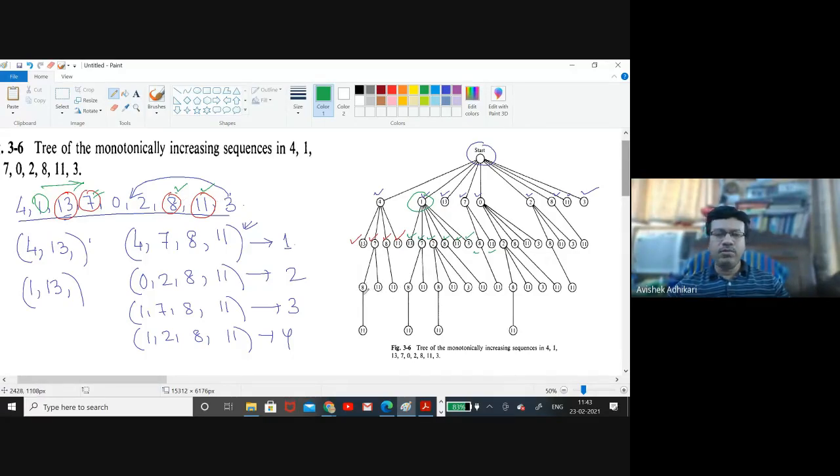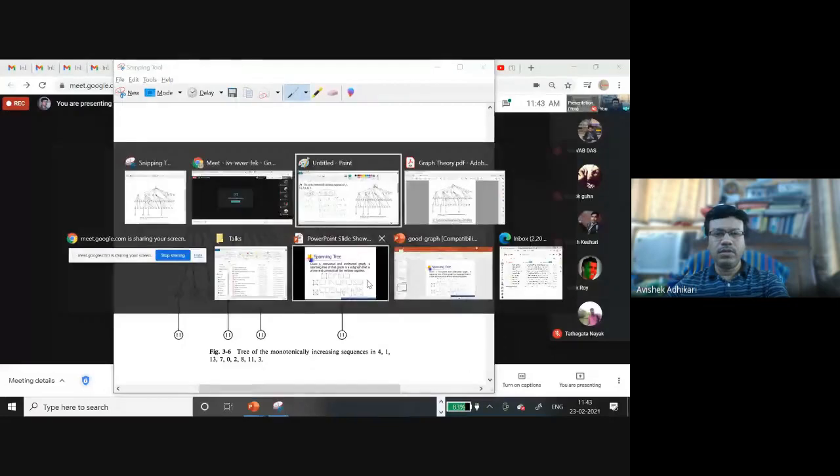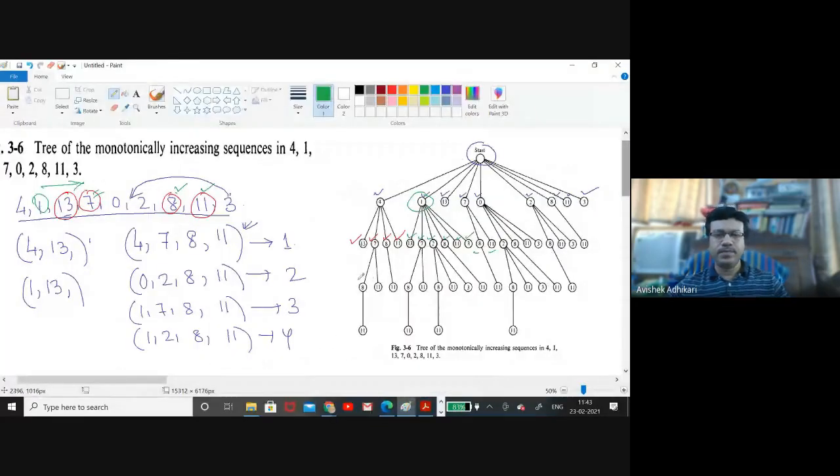Now when you come to 8, so after 8, you can see only 11 is there. So you can put 11, and similarly after 8, 11 is there, and so on. Now this is your one kind of nice looking image or picture.